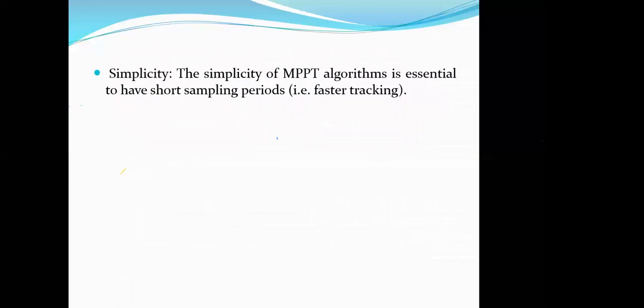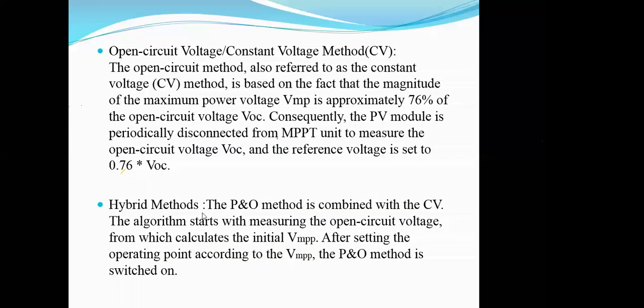There is also a hybrid method, in which we can combine any two methods. For example, if we combine the open circuit voltage method with perturb and observe: calculating VMP as 0.72 of VOC does not give the exact VMP. To get the exact VMP, we use the perturb and observe method to find the exact position. So two methods can be combined. This is called a hybrid method.